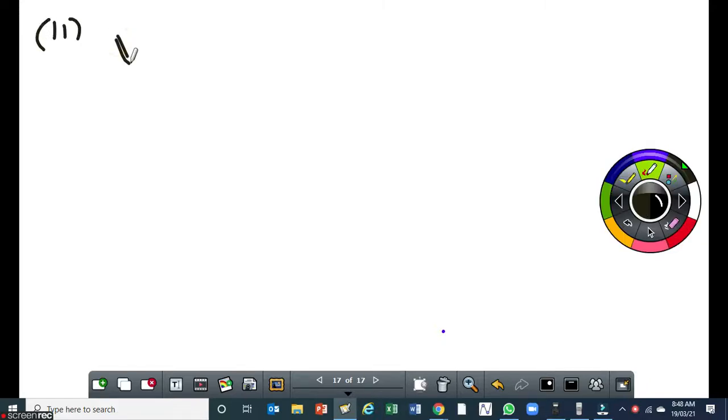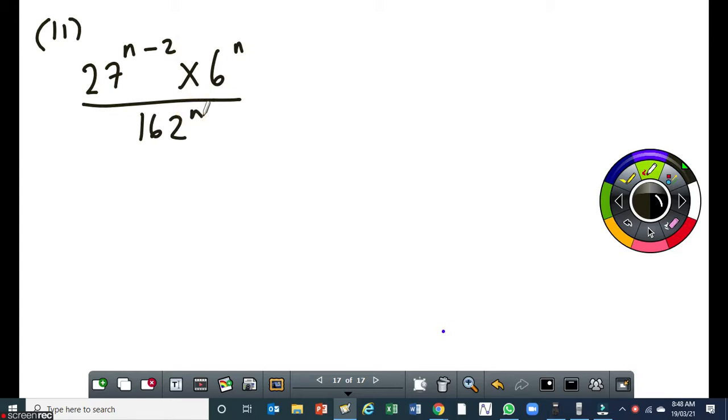27. 27 to the power of n minus 2 times 6 to the power of n all over 162 to the power of n. Okay, so that's the question there.